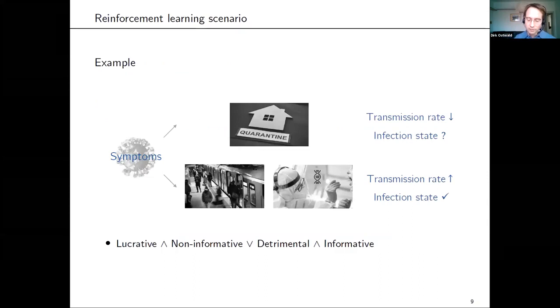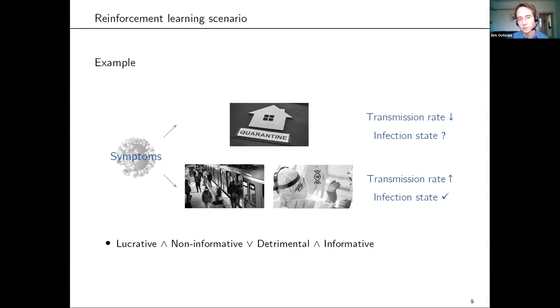So this kind of reinforcement learning, as I just described it, where you have actions that might be lucrative and you need to learn about them, and actions that might be informative or non-informative, is of course quite abstract. However, we would argue that these kinds of choices, and learning about how to make them, actually play a role in the real world. Here is an example, which of course involves COVID-19. Imagine a patient exhibiting COVID-19 symptoms. Specifically in the early days of the pandemic, this patient would have basically two choices.